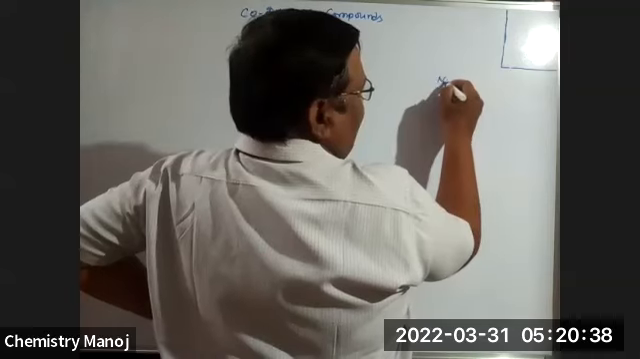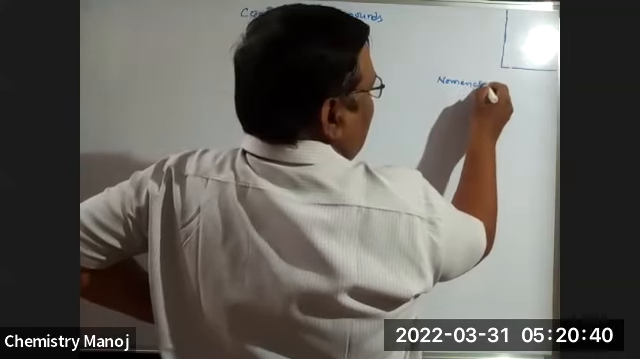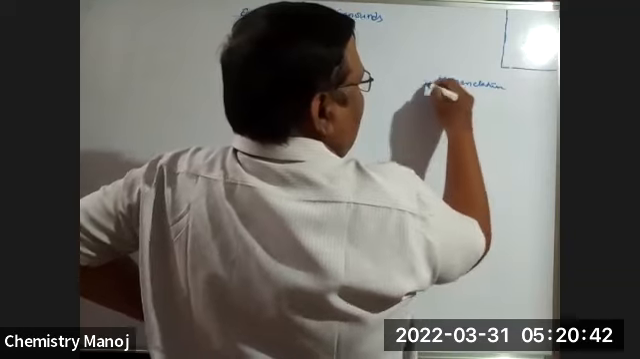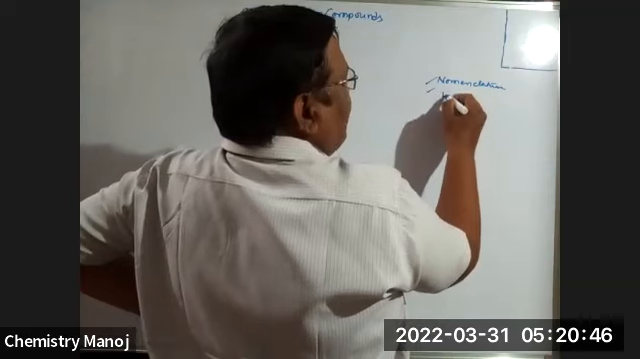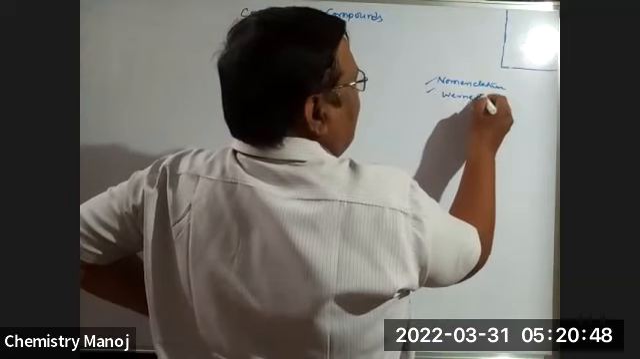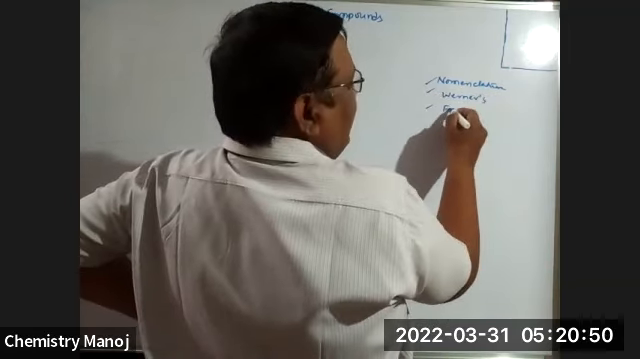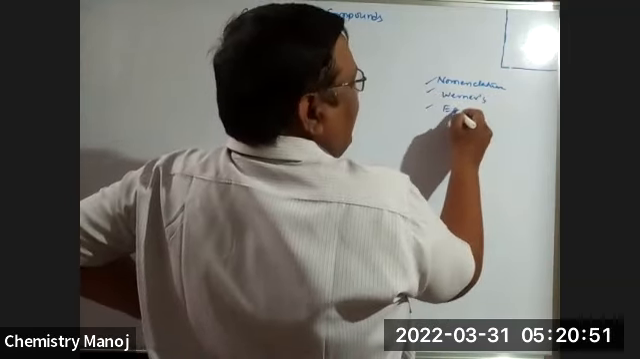Coordination compounds model. So here we are going to discuss first nomenclature, next Werner's theory, next EAN concept.